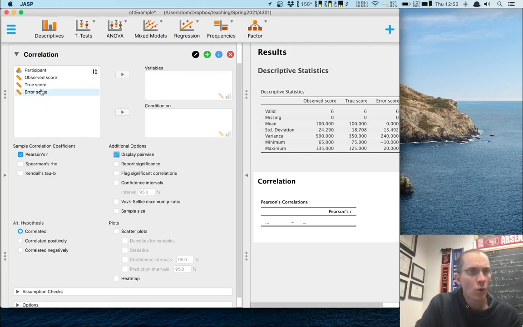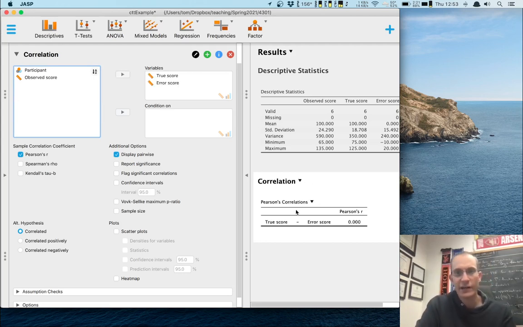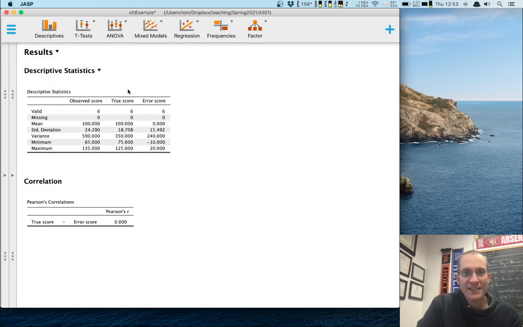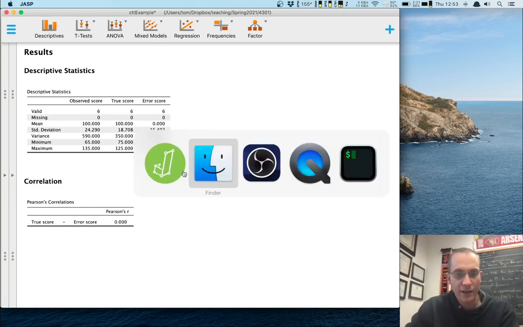And I'm just going to compute the correlation between the true score and the error score. So I'm going to drag those over into my variables. And you'll see here the correlation between the true scores and the error scores is zero, which is the other assumption of classical test theory. So if anything, we should be convinced with these data that our example does fit the model of classical test theory.